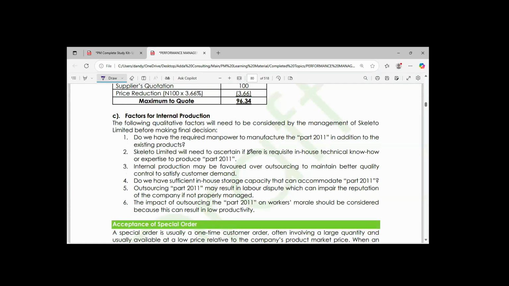You link it with the question. Don't make it too generic. Don't just cram qualitative factors and then dump it on the day of your exam. You need to relate it with the question. Number two, DG Limited will need to ascertain if there's requisite in-house technical know-how or expertise to produce Part 2011. That second factor you need to take into account, remember, it's 5 marks. So you need to maximize and ensure that you score the entire 5 marks.